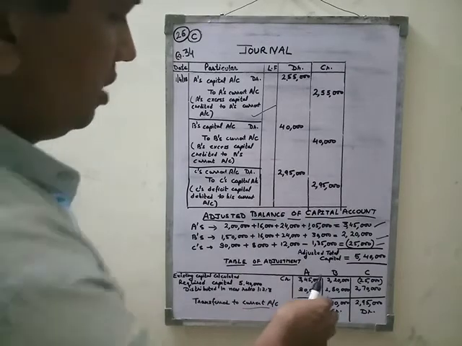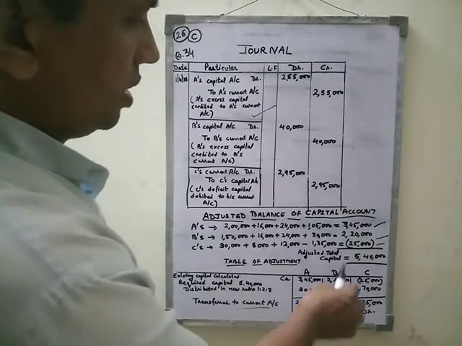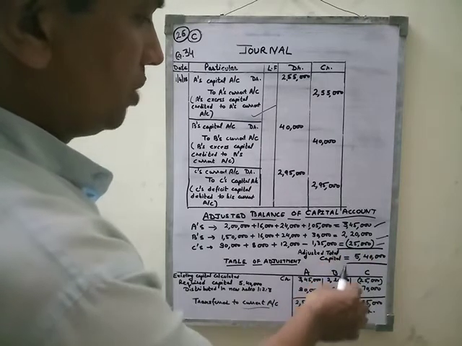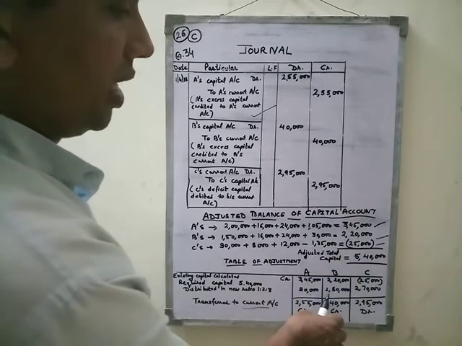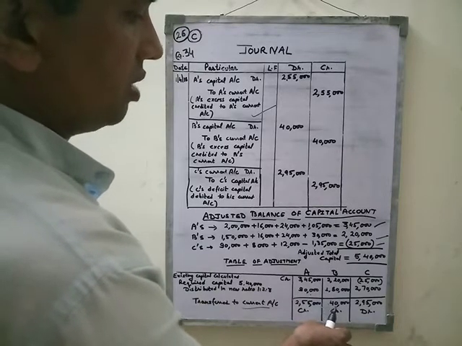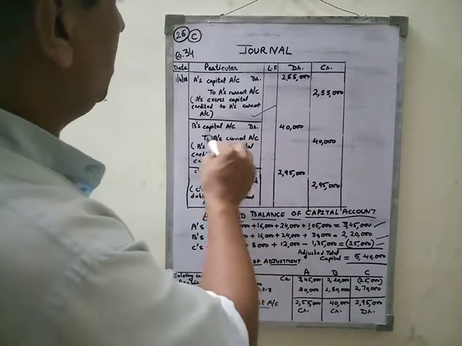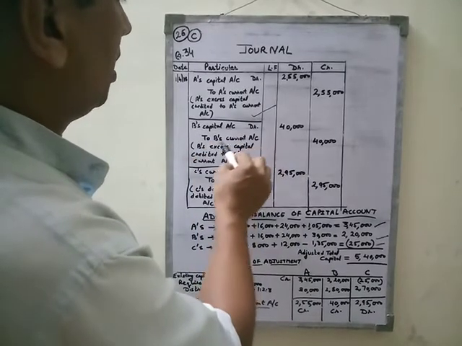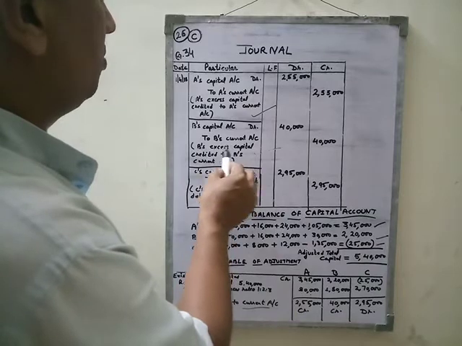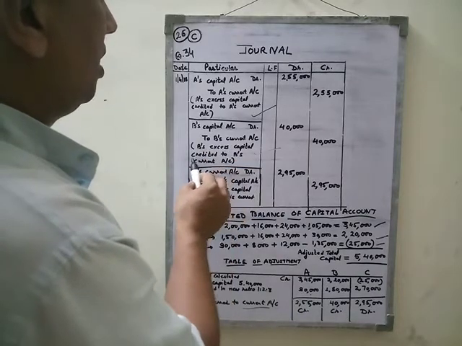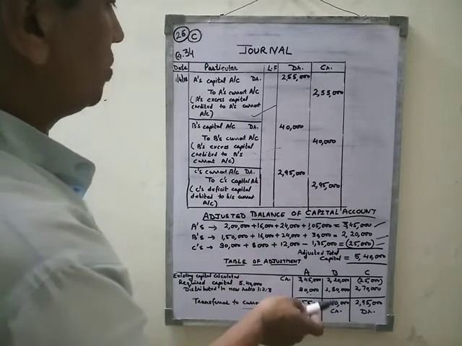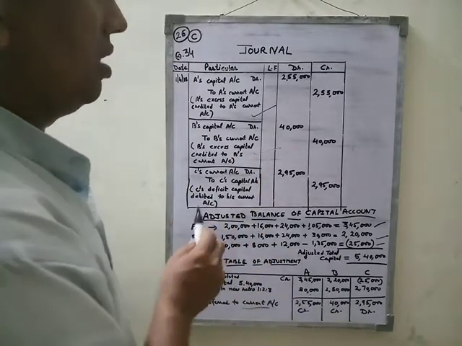In B's part, 2,20,000 is the adjusted balance of the capital account, but the required capital is only 1,80,000. So there is a balance of 40,000 which is excess. So this is also being adjusted. B's capital account debited to B's current account. Narration: B's excess capital credited to B's current account. While this is the excess capital, that's why it is credited to B's current account.